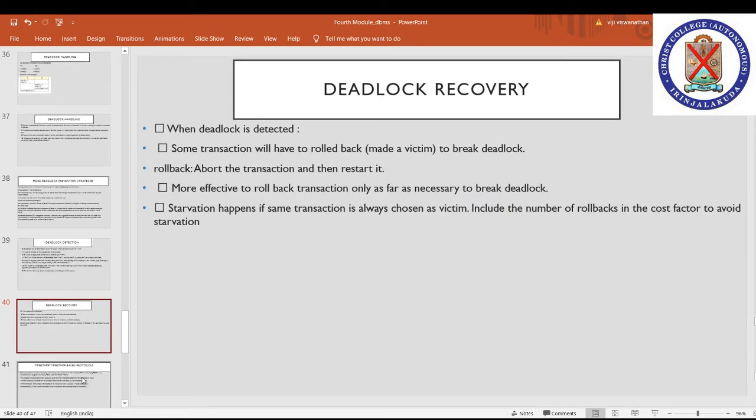Next is deadlock recovery. When a deadlock is detected, some transactions will have to be rolled back to break the deadlock. Rollback means aborting the transaction and restarting it. It is more effective to roll back a transaction only as far as necessary to break the deadlock. Starvation happens if the same transaction is always chosen as the victim.